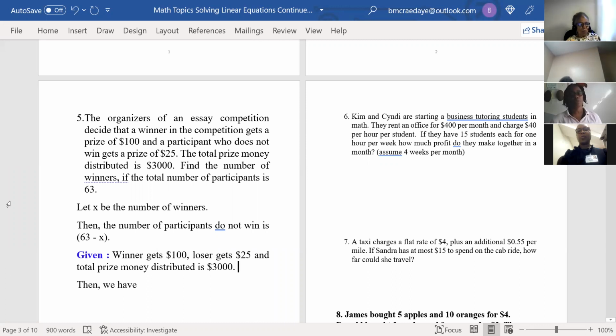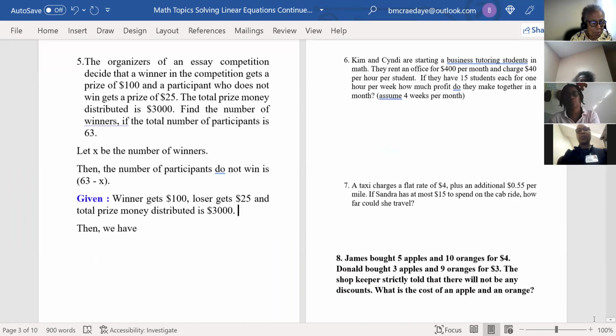Okay, so I gave you some things there to work with. They told you the prize is $100. If you do not win, you get $25. The total prize money, and that's for the winners and the non-winners, is $3,000. So what would be the equation you would set up for what was given?